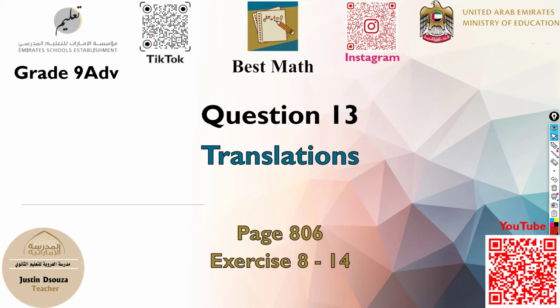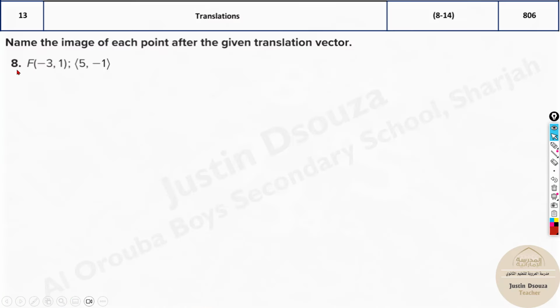Question 13 is about translations, and translation is one of the easiest of all the transformations. Now here we have been given a point F and we need to find the translation of this point based on this translation vector. Generally, a translation vector is given with diamond brackets, whichever you call them. It's like this. 5 and 1 is the translation vector.